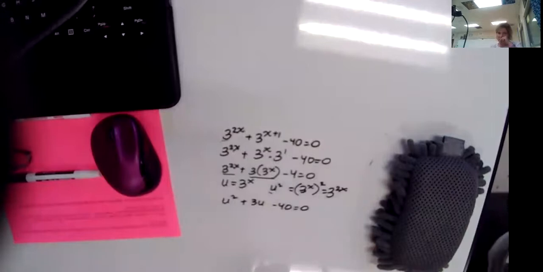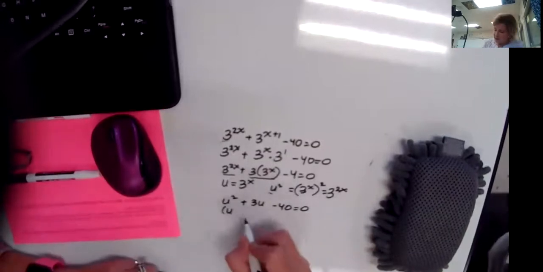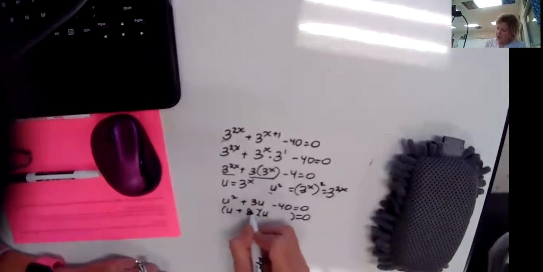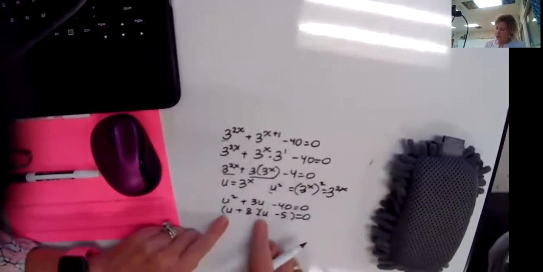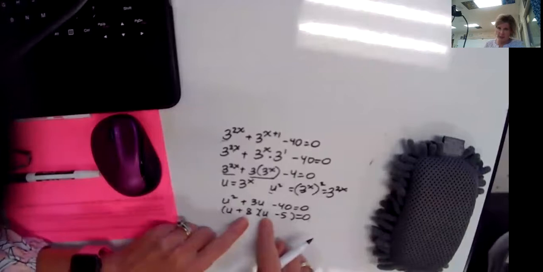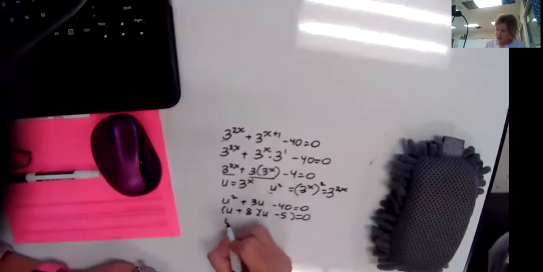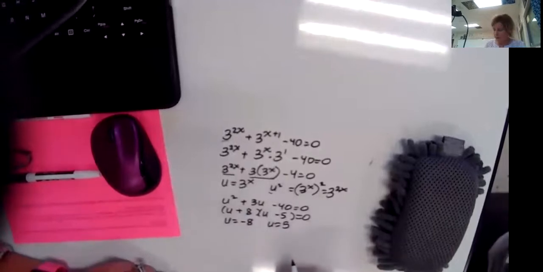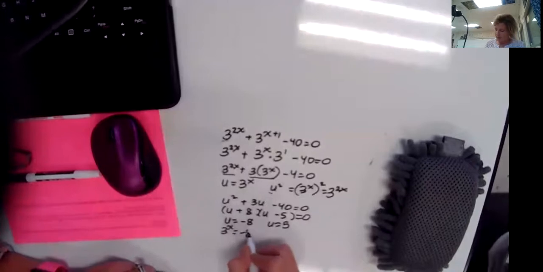I'm double checking my notes. So this is also going to factor. So it looks like it'd be u plus 8, u minus 5. U squared minus 5u plus 8u is plus 3u, minus 40. So this one's got one added twist that I wanted to address with you. So u, remember, is 3 to the x.